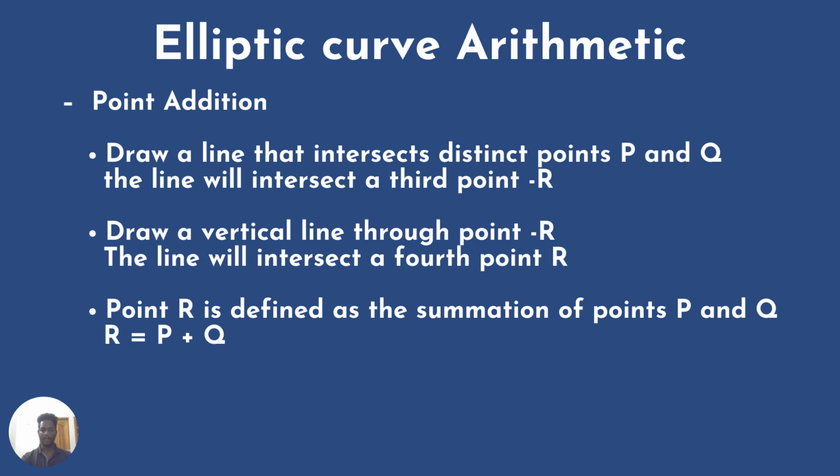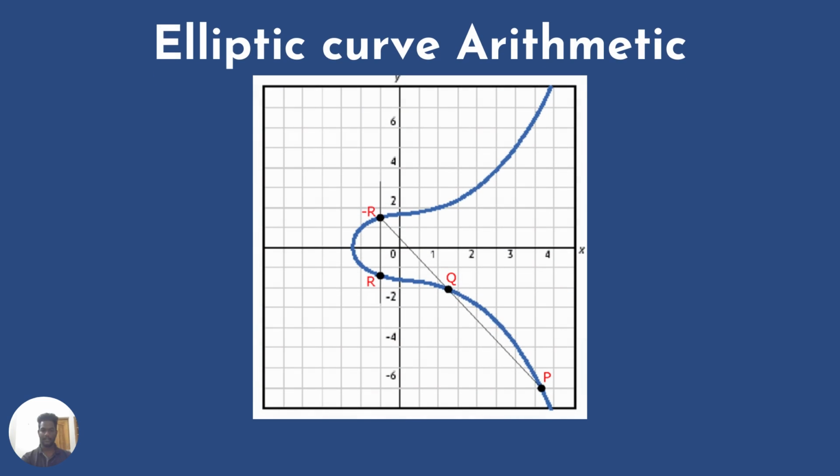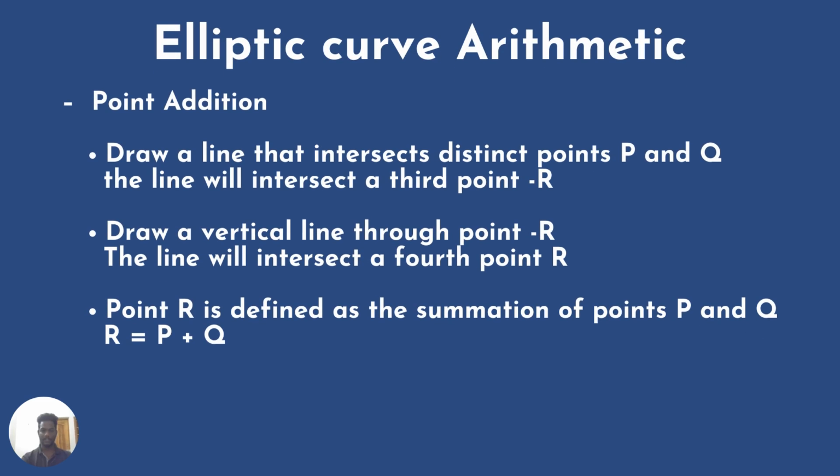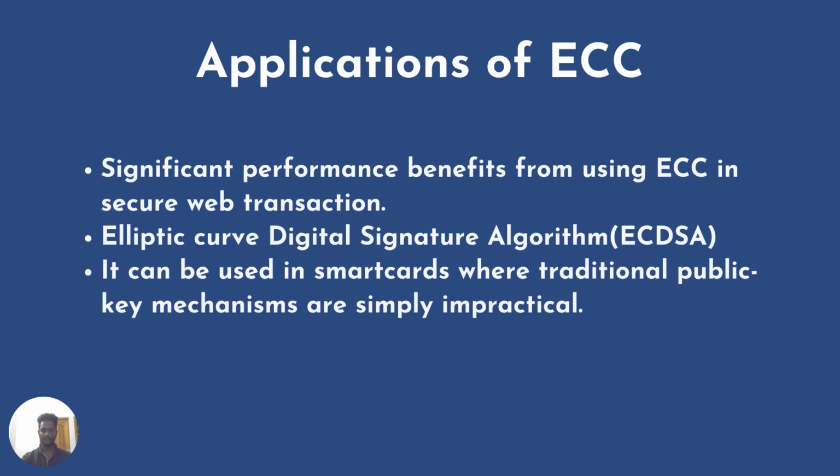So it will be the summation of points P, Q, and R. In this graph we can see that points Q and minus R intersect nearly above 0, above 1, and below -2. So it is formed as R. So that is point addition. Point addition is nothing but the summation of P and Q, so that we get a point R, which is a positive integer.